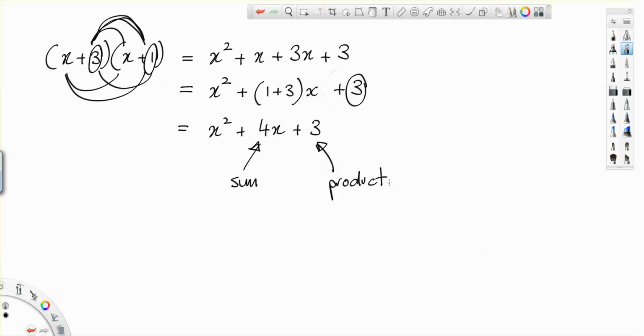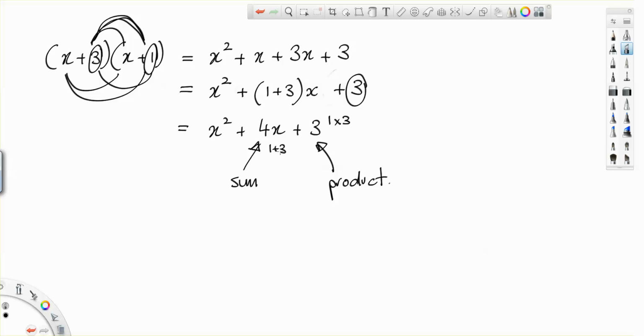Okay, so I'm looking for two numbers. It turns out that those numbers are 1 and 3. 1 times 3 gives me 3. 1 plus 3 gives me 4. And so that's the secret of factorizing these things.